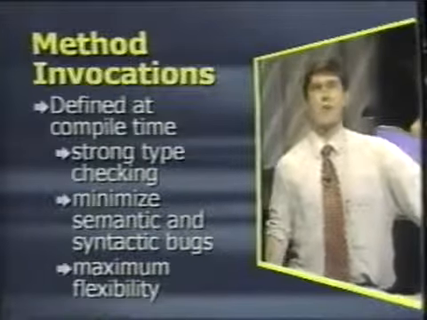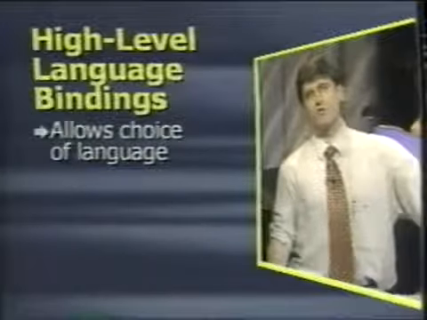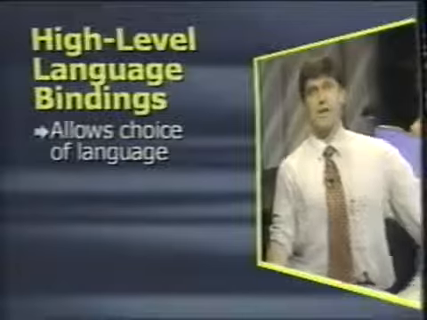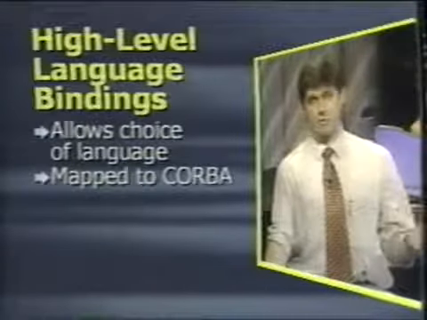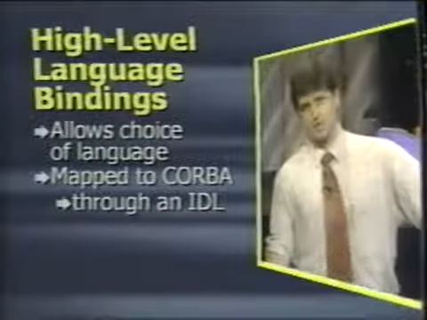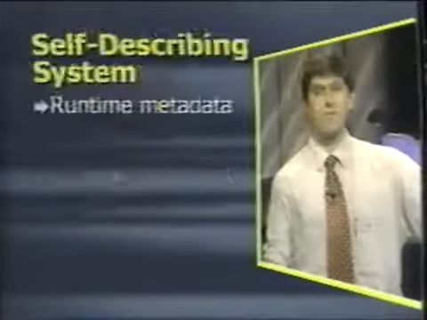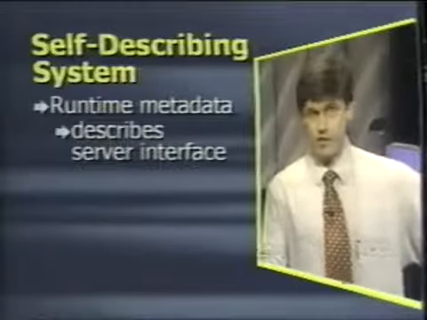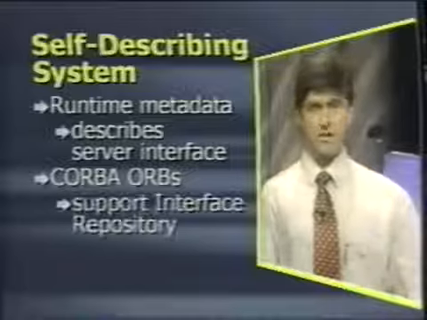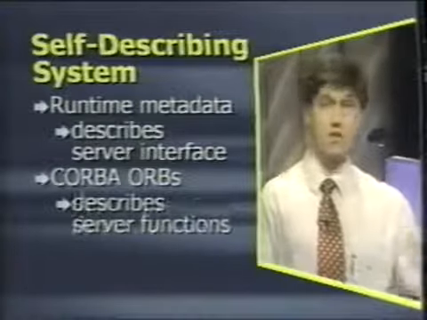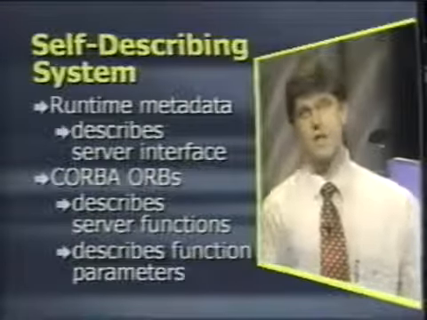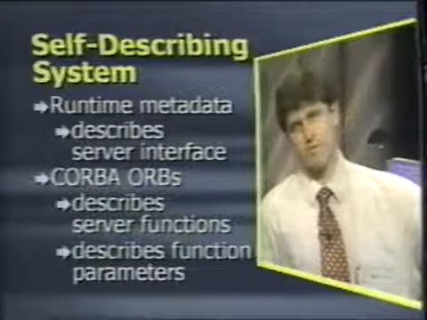Now, there are very high-level language bindings in CORBA. This allows you to choose the high-level language that you want for the actual implementation of the code. This is all mapped back to CORBA through an IDL, or interface description language. This is a self-describing system. There are provisions for runtime metadata for describing every server interface known to the system. So CORBA ORBs support this interface repository that contains information describing functions that a server provides and the parameters for these functions.